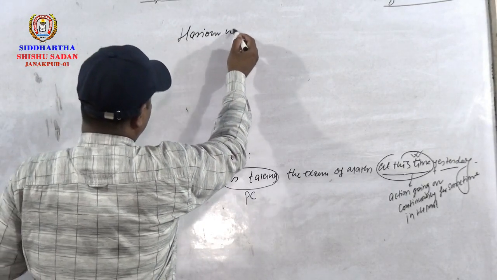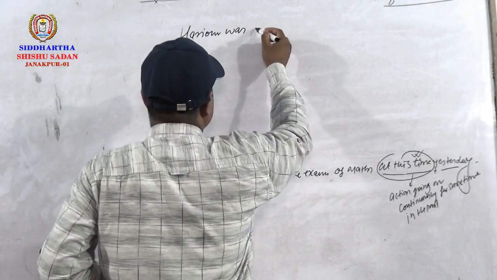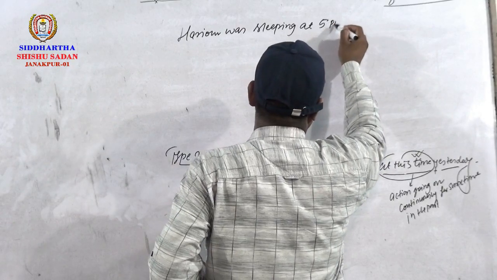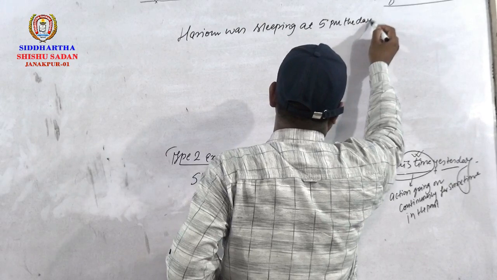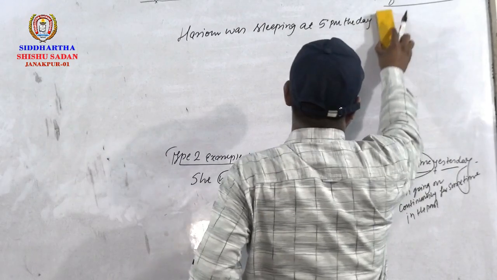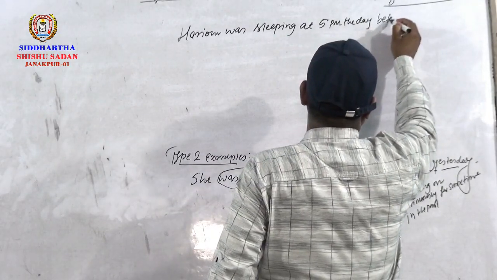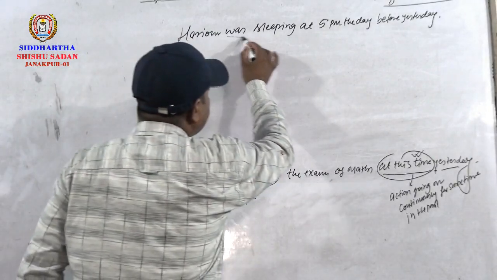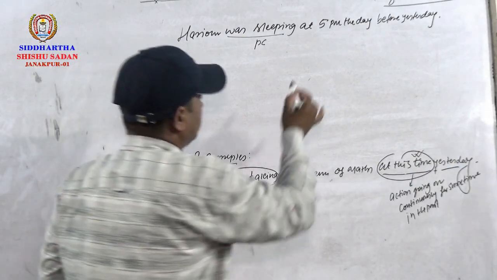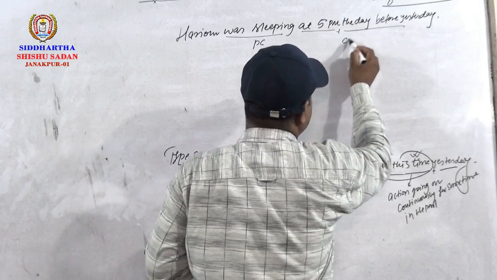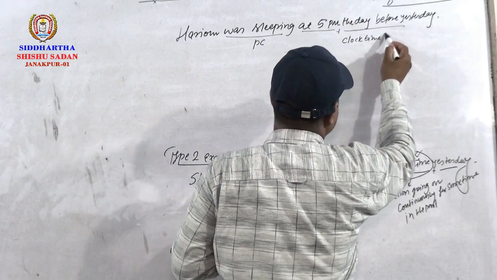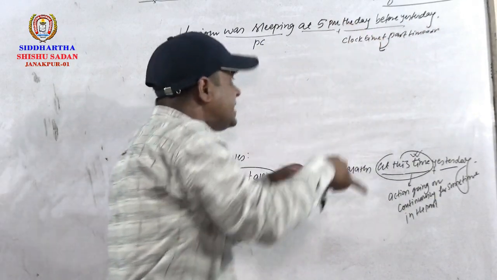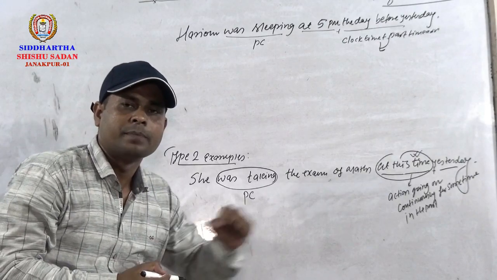Hariyo was sleeping at 5 PM the day before yesterday. See again here, which tense is here? Past continuous. Okay, why? Because of this, at 5 p.m. plus the day before yesterday, I mean clock time plus past time adverb is here. This says the action was going on continuously in the past for some time.